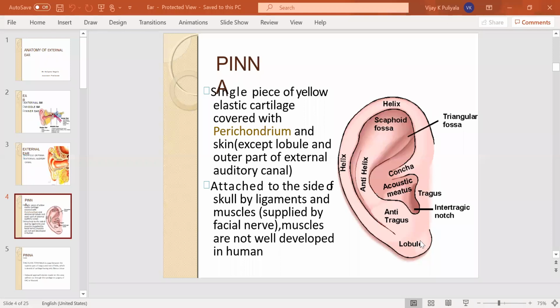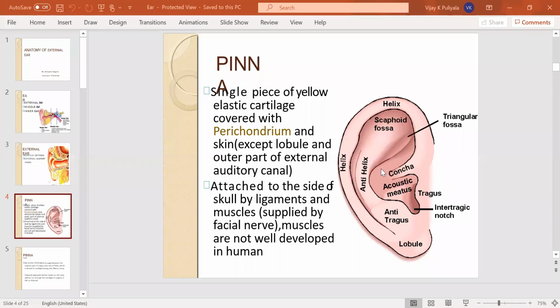Next, if you see this auricle, it has two surfaces. The outer one is the lateral surface, and the one towards the scalp is the cranial surface.